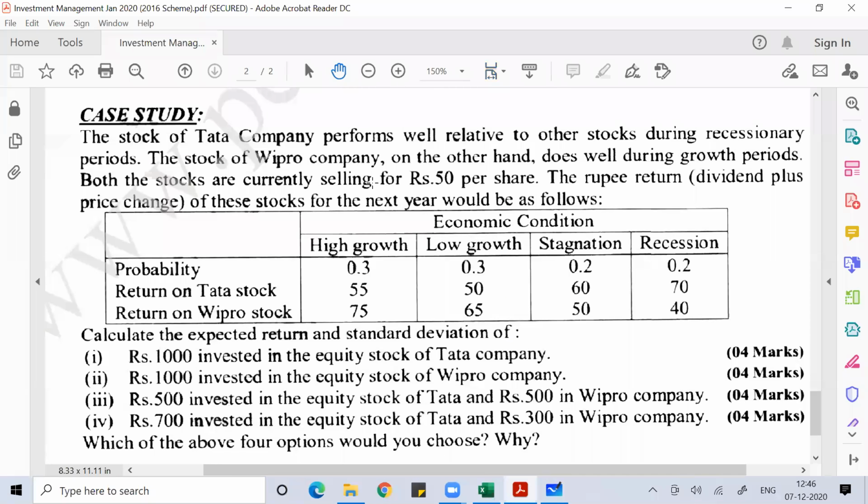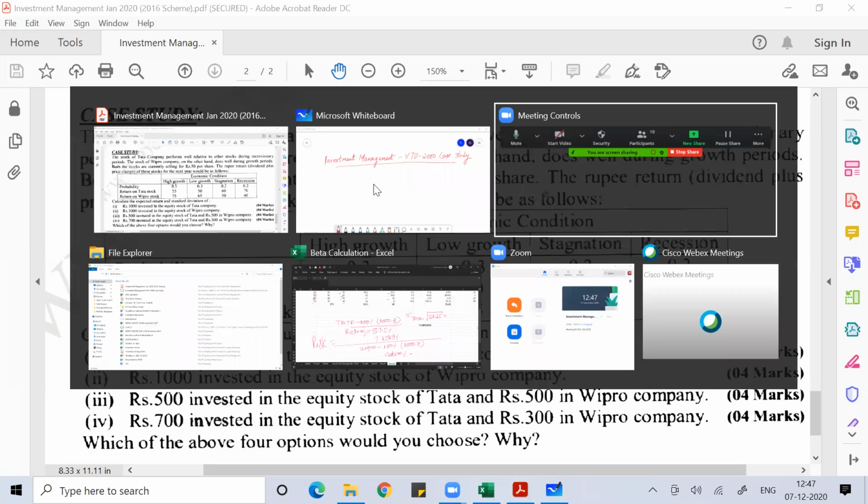If you notice in this question, the amount is given: rupees 1000 was invested in equity stock of Tata company. That was Part A of the question. Part B was rupees 1000 invested in the equity stock of Wipro. For that, we had to find the expected return and standard deviation. Here, you need to understand that the amount doesn't matter. The amount of 1000 rupees gives us the intention that if I put 100% of my money in Tata company, how much return will I get, and what would be the risk for that?